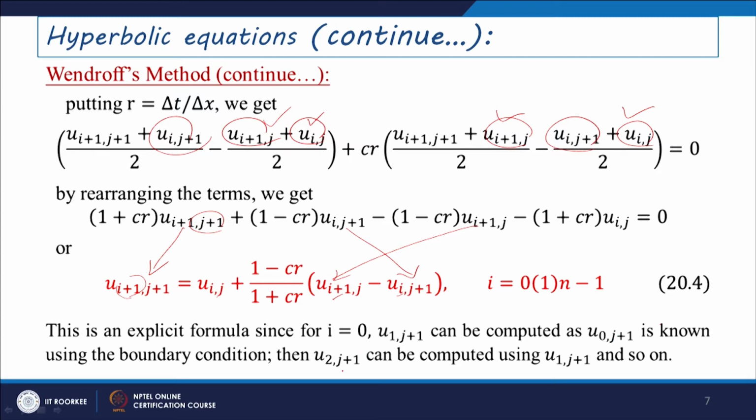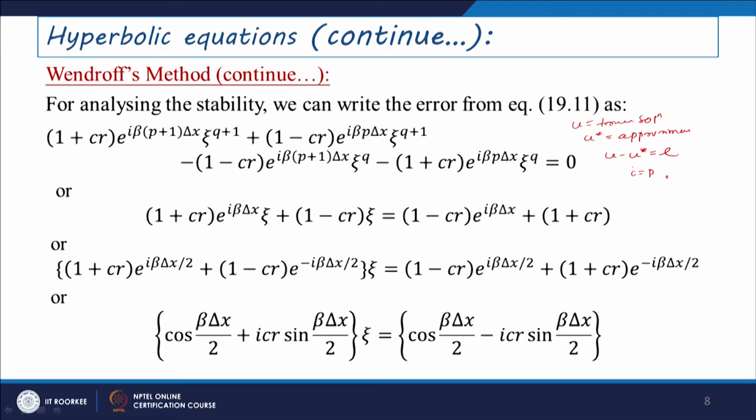If you just go for u 2 j plus 1, which can be computed, it will use u 1 j plus 1 and so on; it will just move. And if you go for the analysis of stability for this method, your scheme is expressed in the form of u, if it is expressed as the true solution, and u star is the approximate solution.